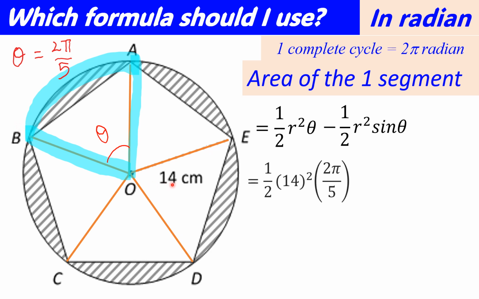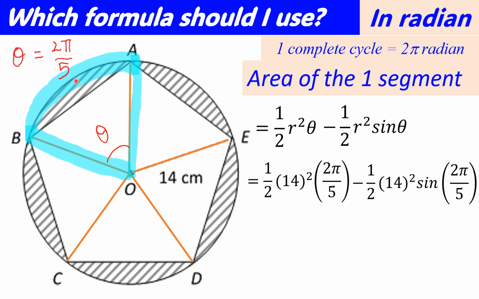So let's sub in the values. We have the radius as 14 and theta as 2 pi over 5, and similarly I apply this into half r squared sine theta. Just take note that when you do this, the angle has to be in radian mode. Now with this, I am able to find the area of one segment.